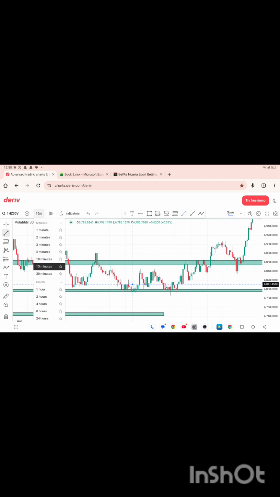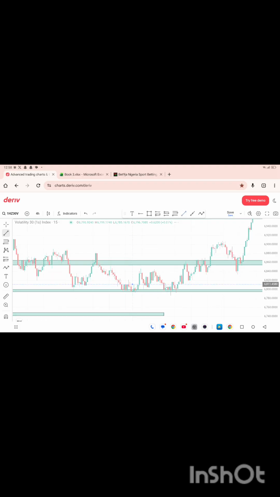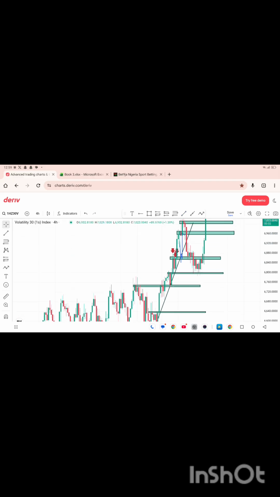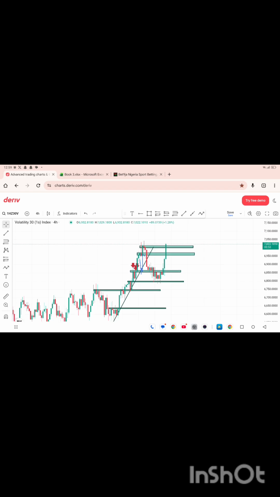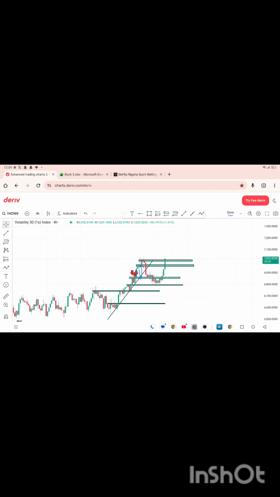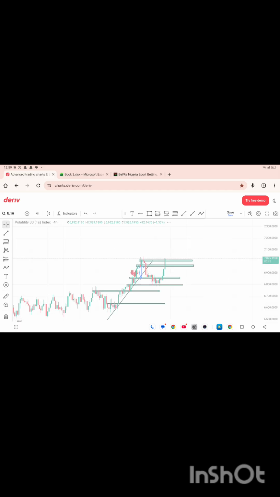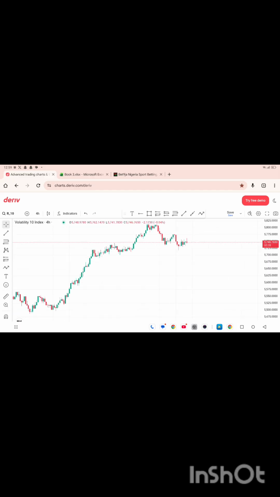But if you want to achieve success with this, remain on 4 hours until you get your confirmation. If you remain on 4 hours to get your confirmation, then you are good to go. Whatever confirmation that you use, just get your confirmation on 4 hours before moving to 15 minutes. Just like V10 that I'm currently on. The same thing that I did.